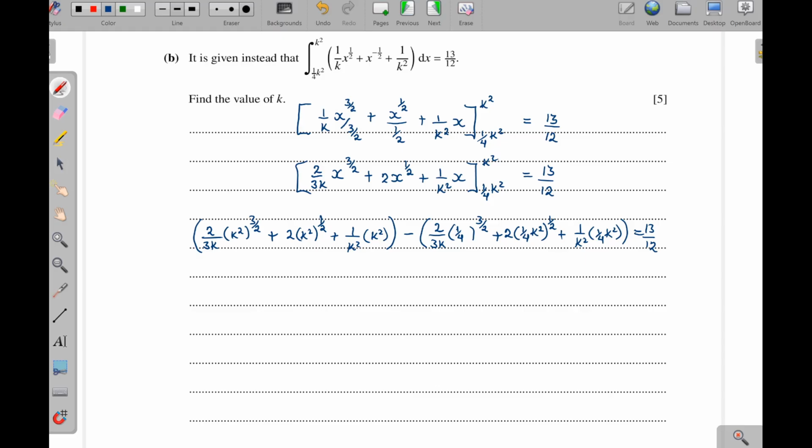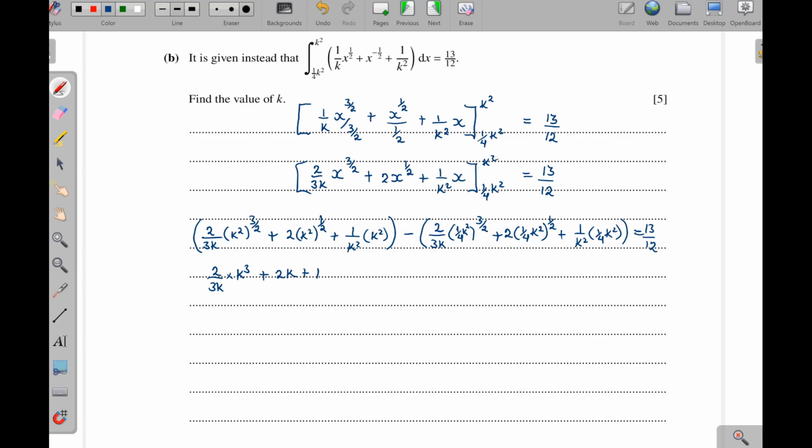Then k squared. Okay, now let us simplify. 2 times 3 over 2, you get 3, not so? So we shall get 2 over 3k, then times k power 3. Then how about here? It will be 2k. How about here? It will be 1.